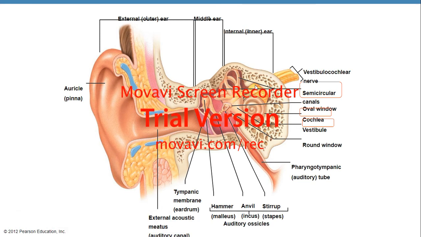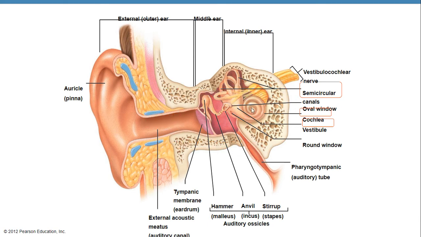All right, so this is just showing you the semicircular canals, the oval window, and the cochlea right here, and then the vestibule is right here.